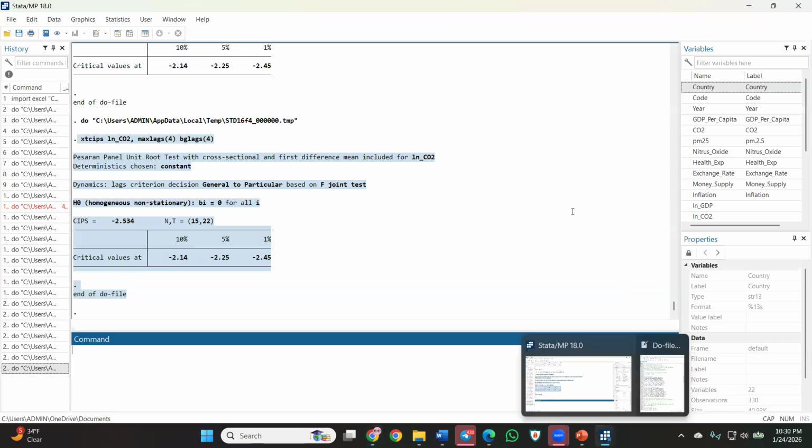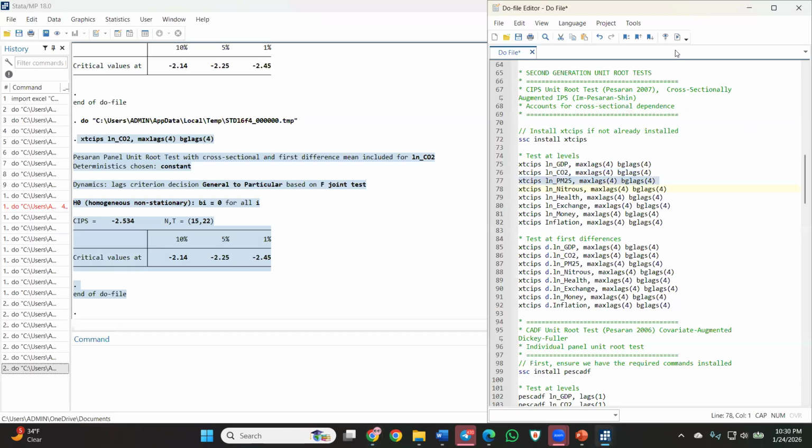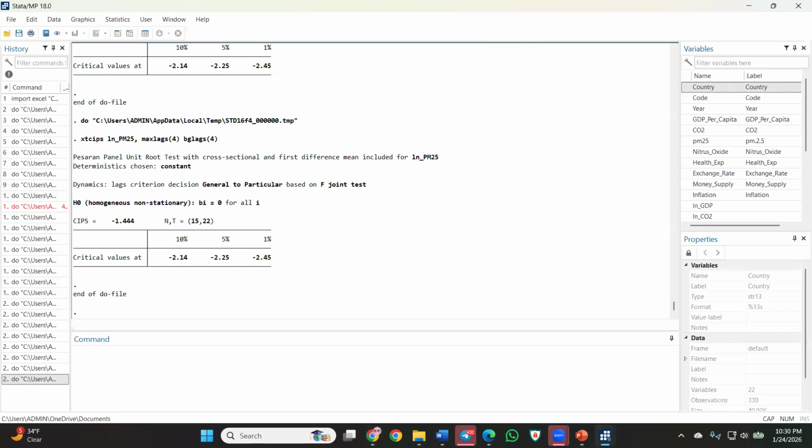Okay. So let's run it for the PM 2.5. Alote, interpret this one for us. Is this one significant, or is it stationary or not stationary? This one is not stationary. Why? Because the statistic value is less than the critical value.